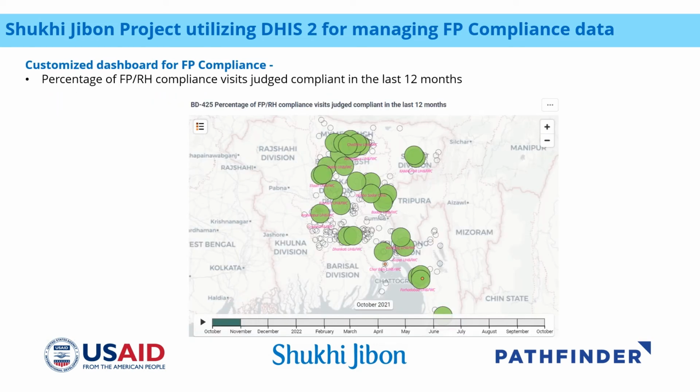This is the last part of our dashboard. In this dashboard, our managers can see monthly performances of compliant and non-compliant facilities. Using the geo coordinates, we mark the compliant and non-compliant facilities in red and green. By playing this graph monthly, our managers easily identify the situation, basically whether the non-compliant facilities are getting upgraded or not by the frequent visits of our Shukhi Jibon staff.